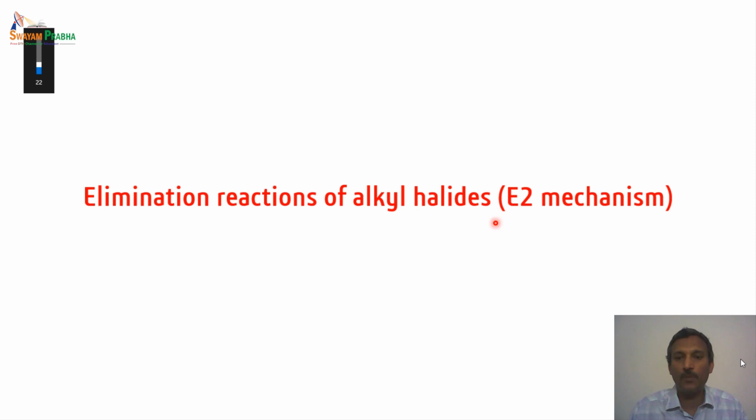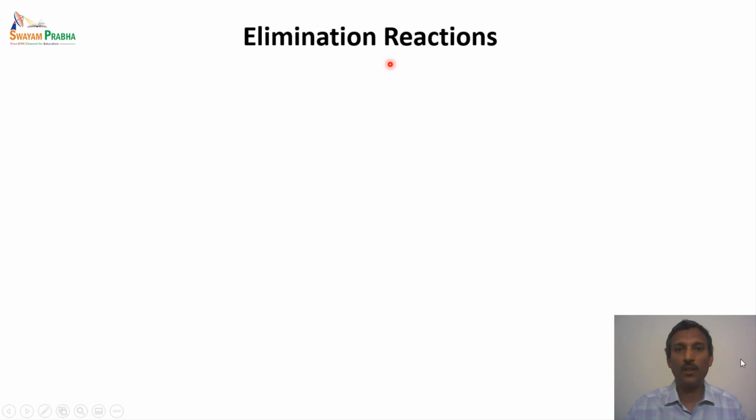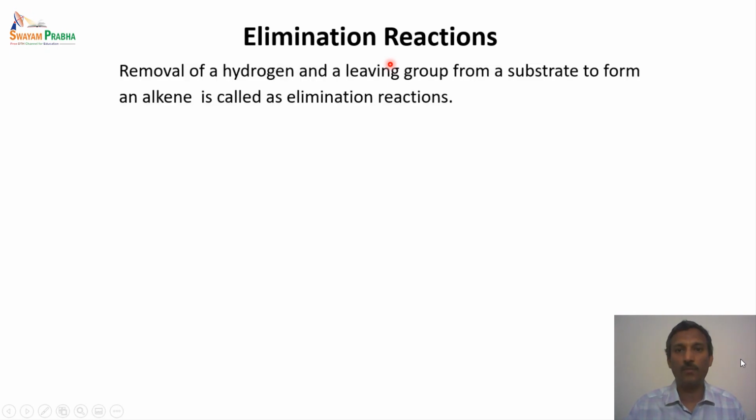Elimination reactions of alkyl halides. We are going to study about E2 mechanism. We have so far studied about the nucleophilic substitution reaction. Now we will move on to the next one, which is the elimination reactions of alkyl halides. Let us look at what is elimination reaction. So the elimination reaction is nothing but removal of hydrogen and leaving group from a substrate. Here we are talking about alkyl halides. So elimination of halogen and hydrogen from alkyl halide to form an alkene is called the elimination reaction.